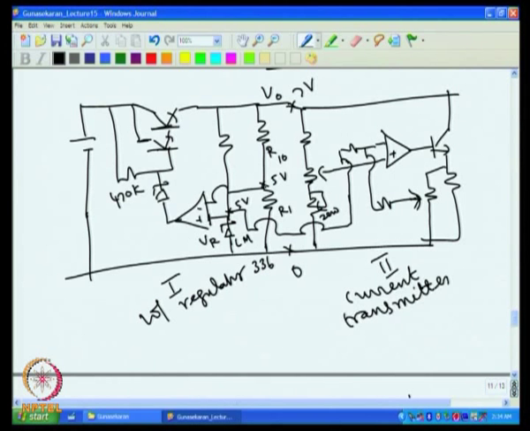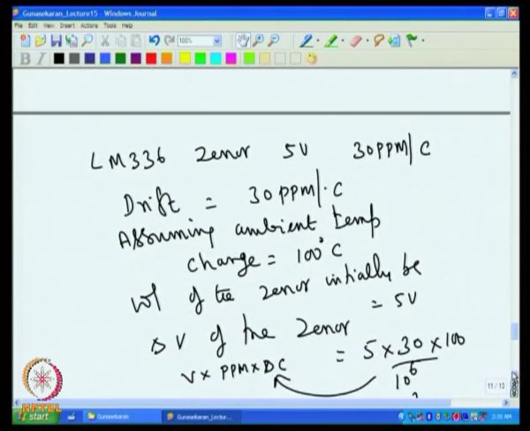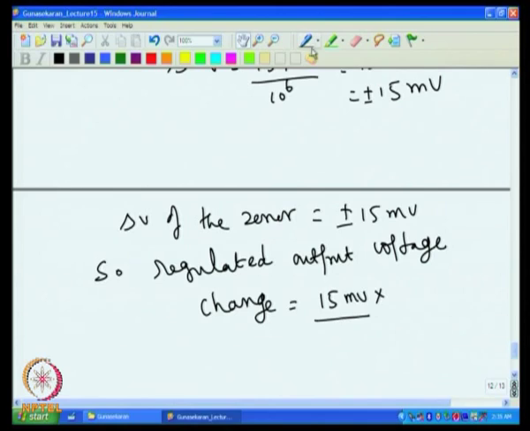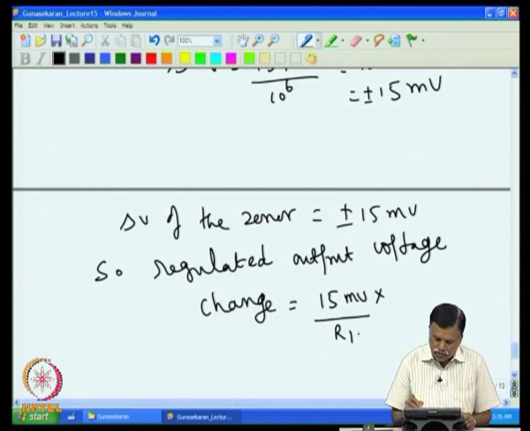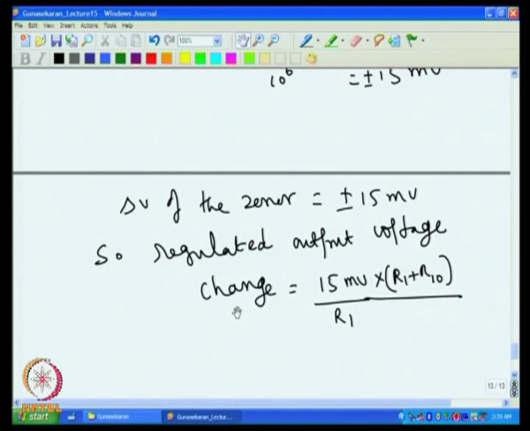So, if the Zener voltage changes by 15 millivolt, this also has to change by 15 millivolt. That means the 50 millivolt change has to occur here. Then if you know the 50 millivolt change here, we can find the change here and the net change at V naught. So, considering this, we can recalculate R1 and R10, the two resistors. Now, I can write 15 millivolt divided by R1 gives you the current change, into R1 plus R10, the total resistance. So, that will be the total change in the output voltage.